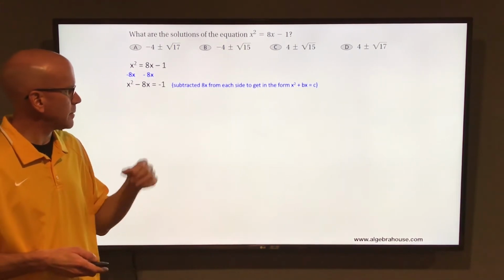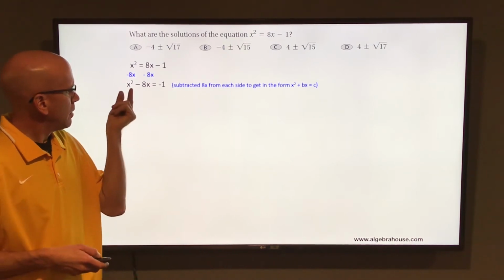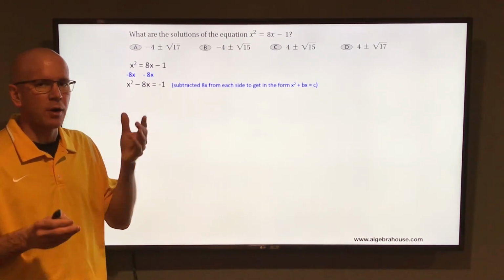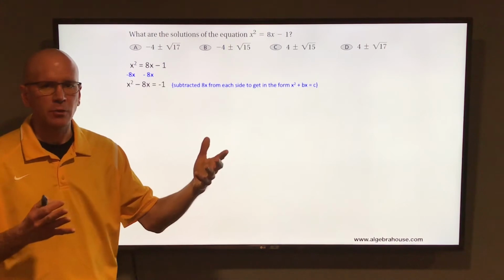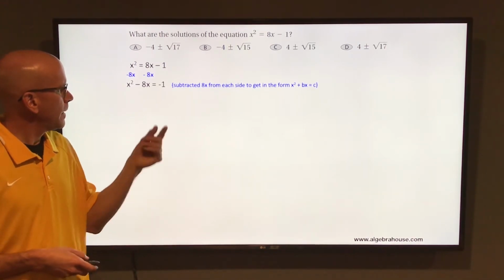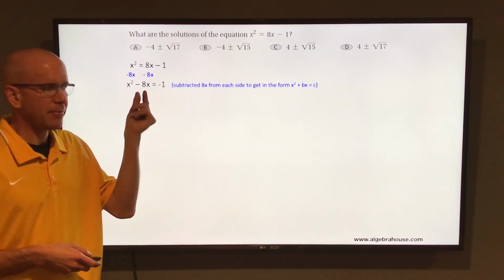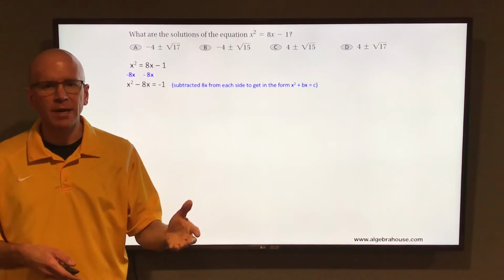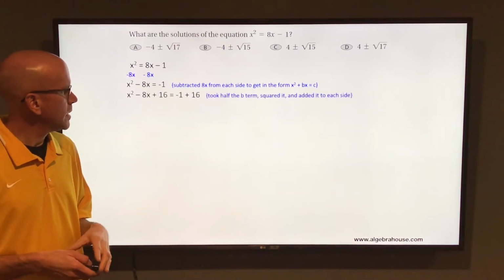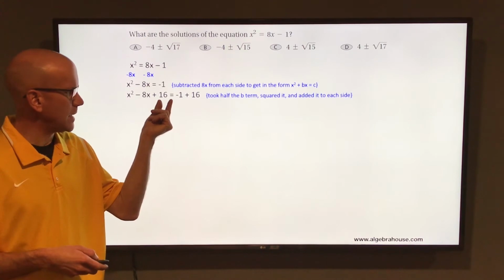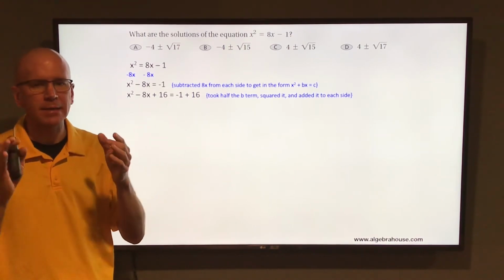So to solve that by completing the square, the coefficient of x squared is just 1, so we don't have to divide each term by the coefficient of x squared. It is 1. So the next step would be to take half of the coefficient of x, or half of negative 8, that is negative 4, square that, that's 16, and we're going to add that to each side. That is completing the square.